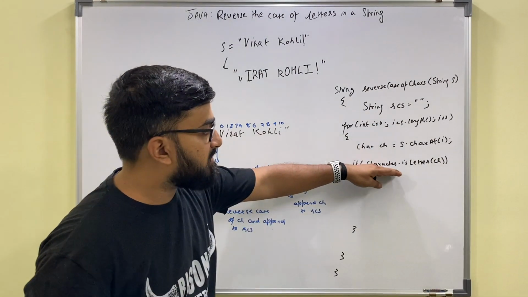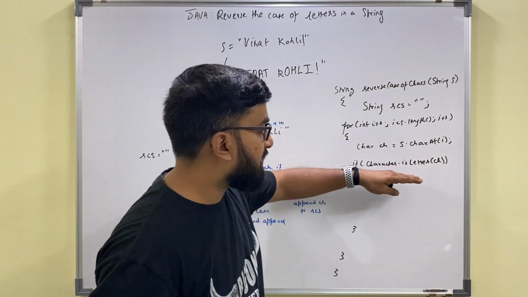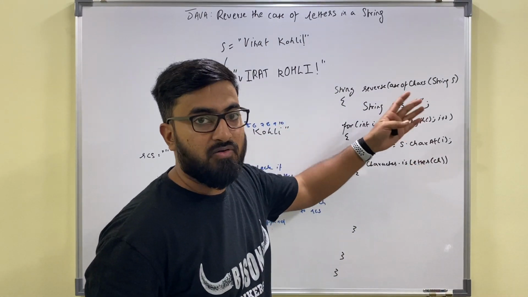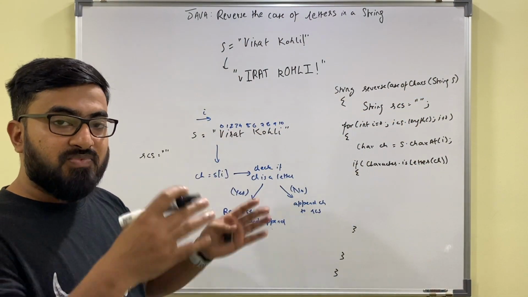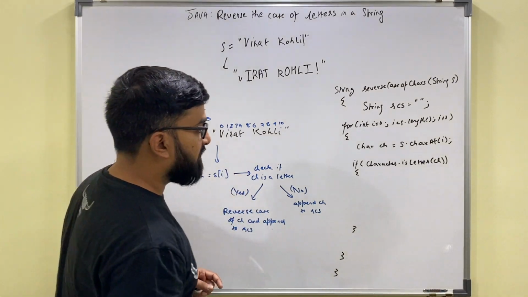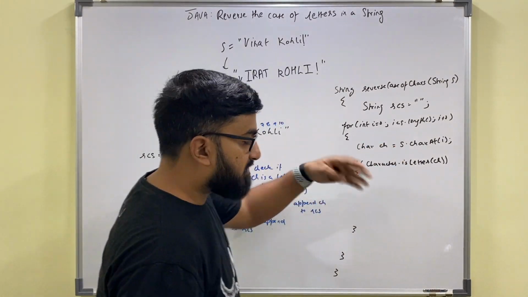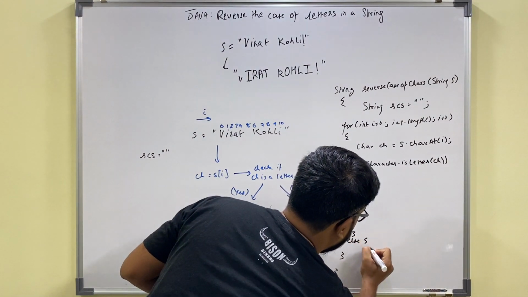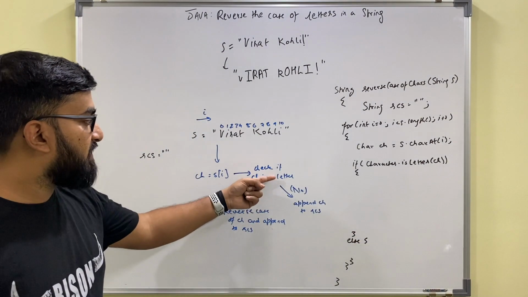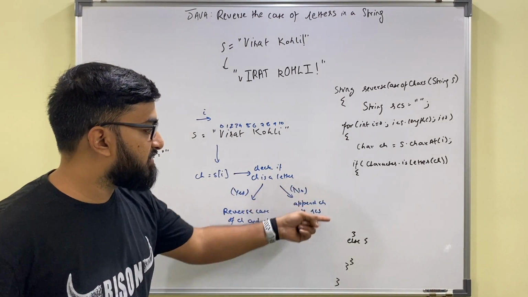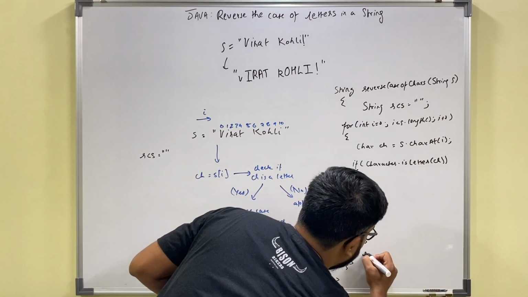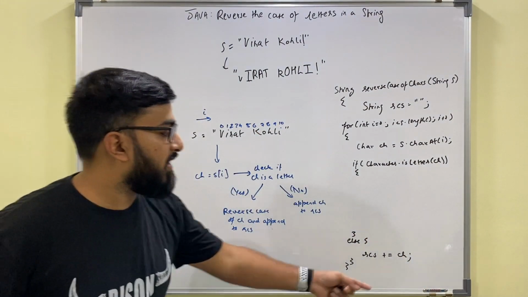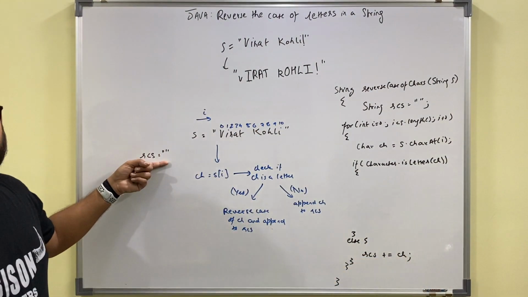This is the Character class in Java, and isLetter is a static function in this class that takes a character and checks if it is a letter or not. It is between A and Z, both uppercase and lowercase inclusive. If ch is a letter, I reverse the case, else part. The else part is if ch is not a letter, we append ch to RCS. So I'll say RCS plus equal to ch. This will append ch to the end of the string RCS.